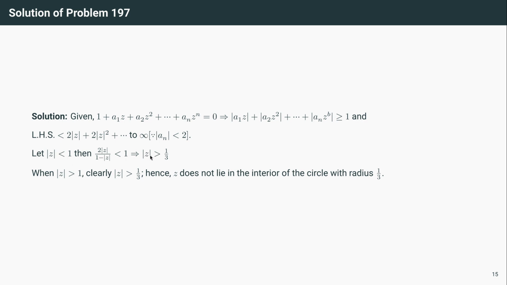So mod z will be greater than 1 by 3 from this inequality. The second case, when mod z is not less than 1, that is mod z greater than 1 or equal to 1, then in that case it is already greater than 1 by 3. So in both the cases, when mod z is less than 1 or greater than or equal to 1, z will not lie in the interior of the circle with radius 1 by 3.